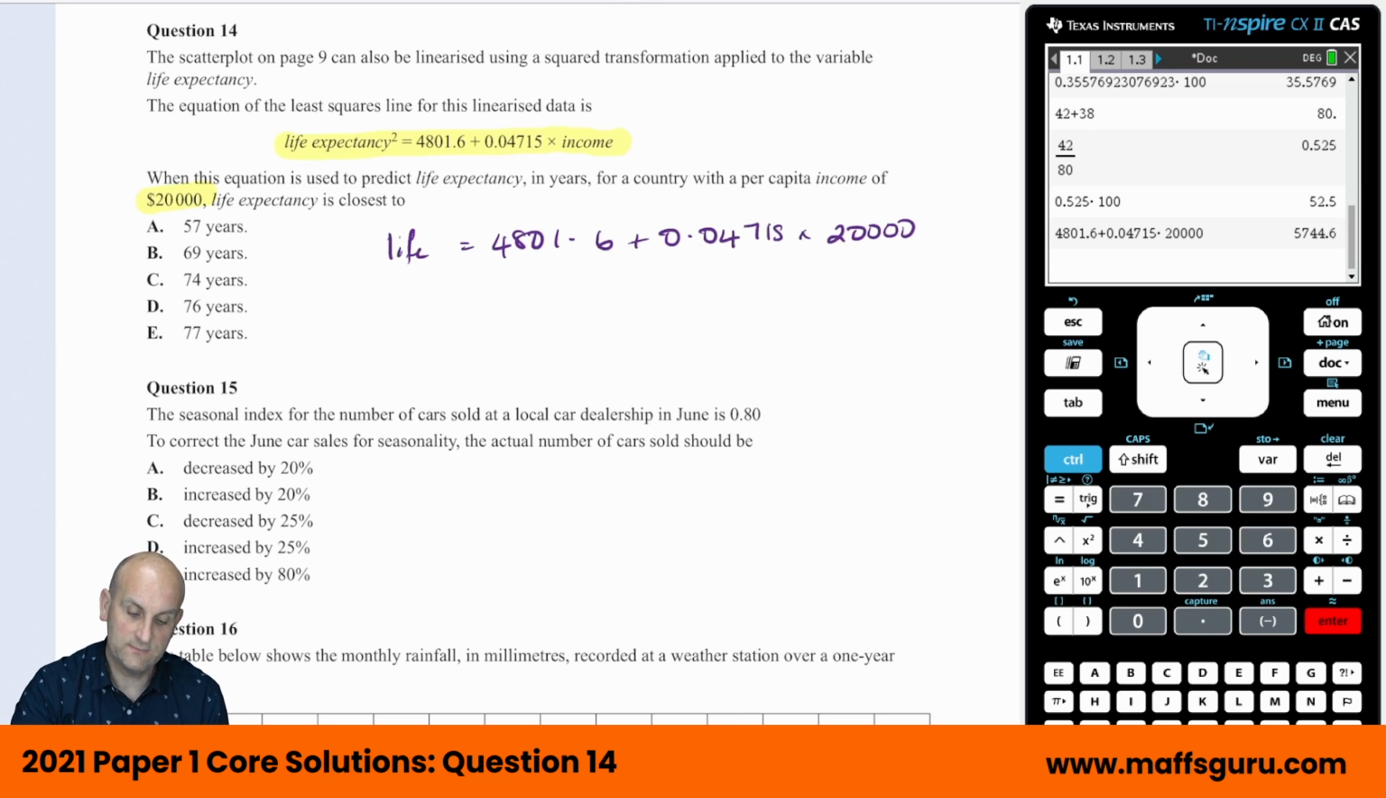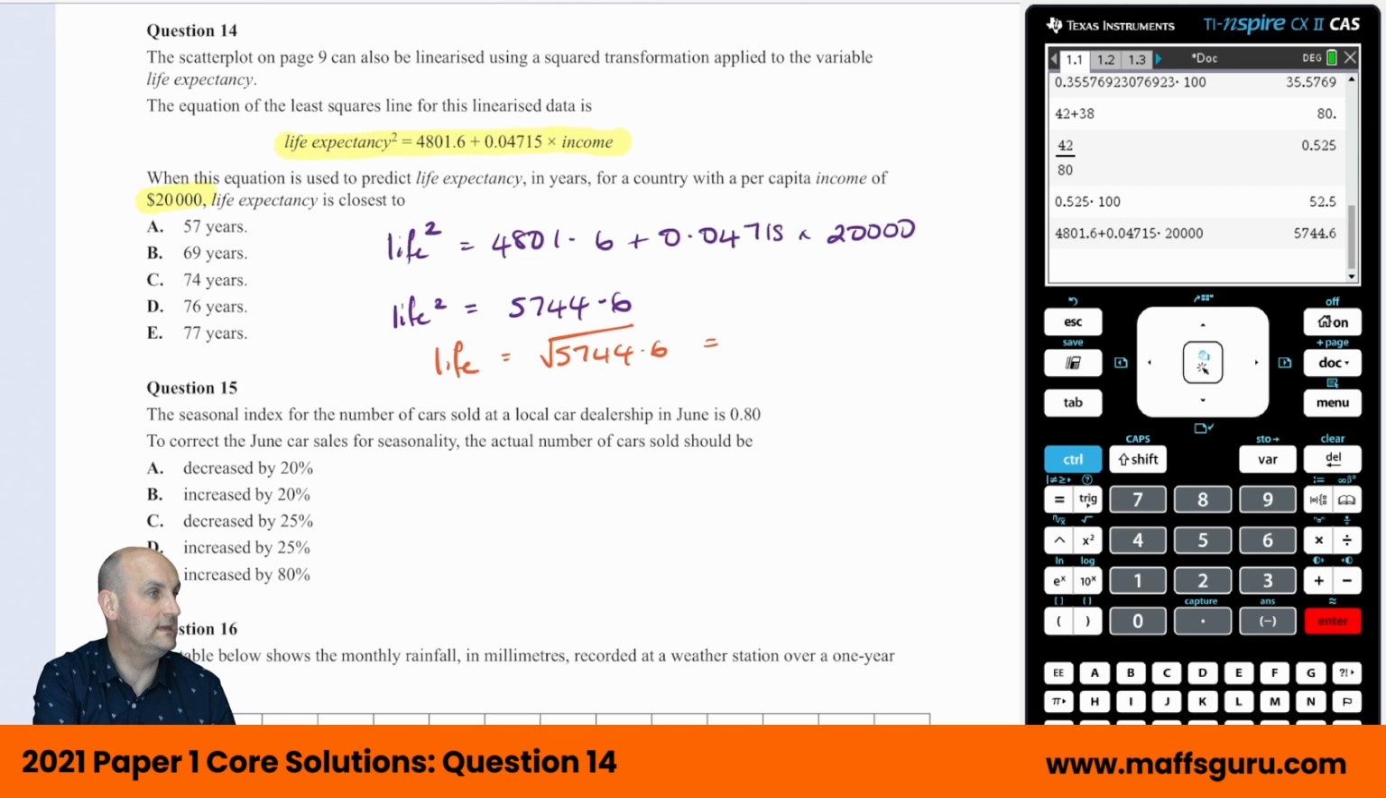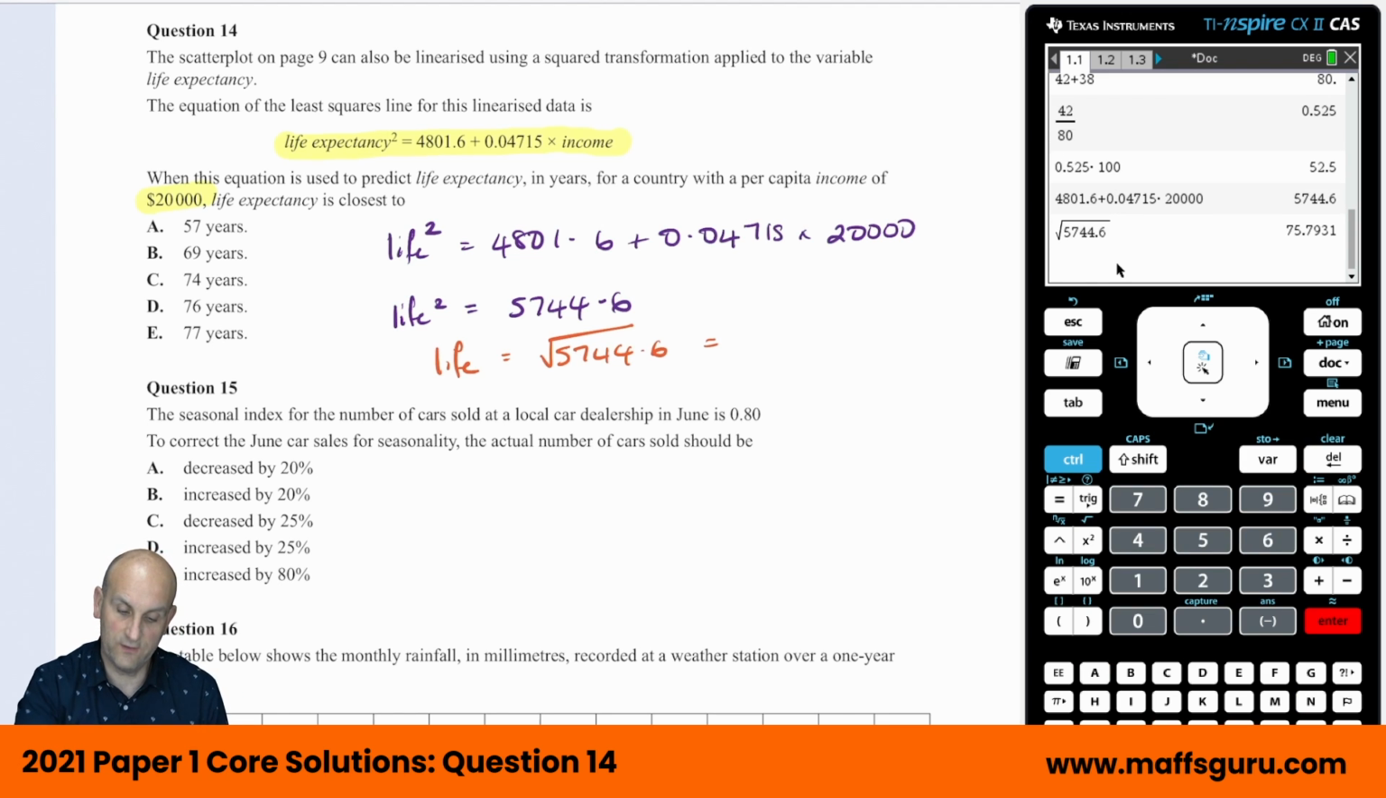So that is my life expectancy squared. Sorry, so my life expectancy squared is equal to 5744.6. So what I'm now going to do is, to get rid of that squared, square root my answer. So my life expectancy is the square root of 5744.6, which gives me 75 point something. So it's closest to 76 years. As far as I'm concerned then, D would be my correct answer.